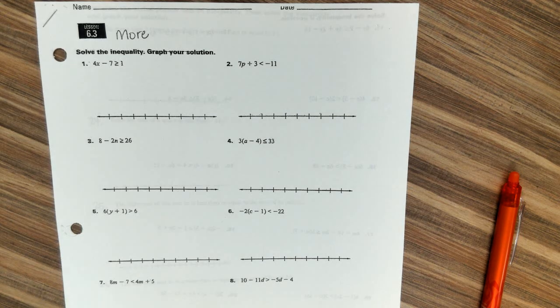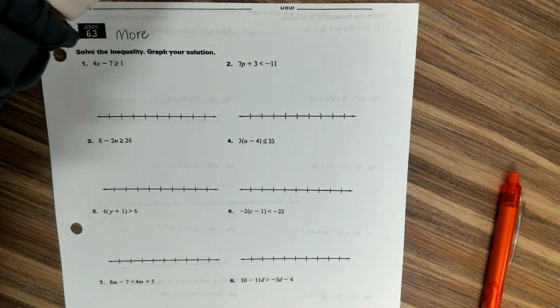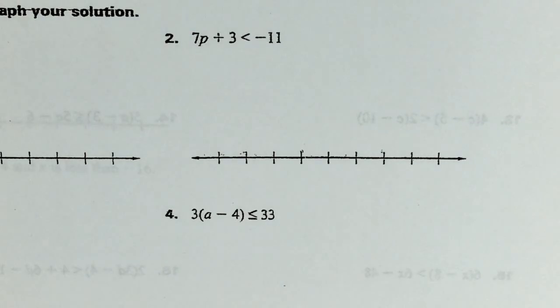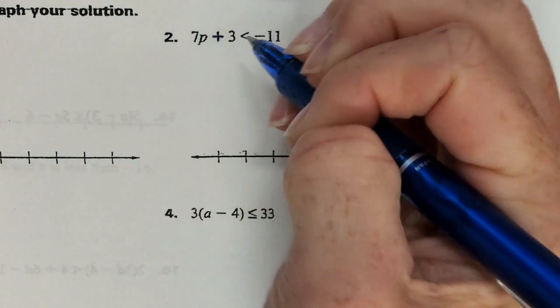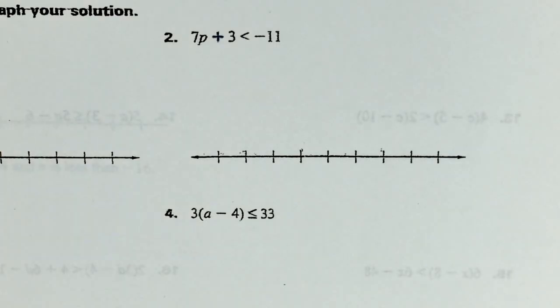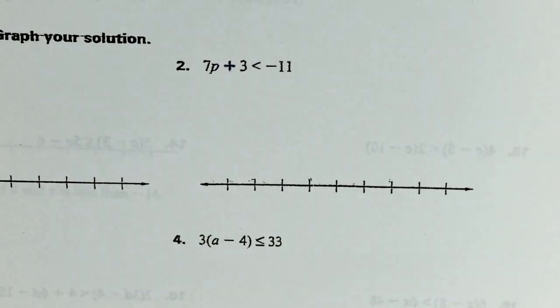Okay, the first thing I want to tell you is that number 2, that is not a division sign. The copier just didn't make it good. That's a plus sign. The next thing I want to remind you, on the back of this paper, you're going to get a lot of answers with the special inequalities. Remember that you can get no solution or all real numbers.